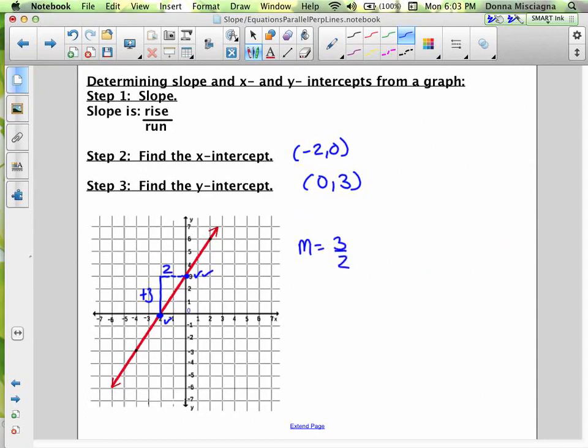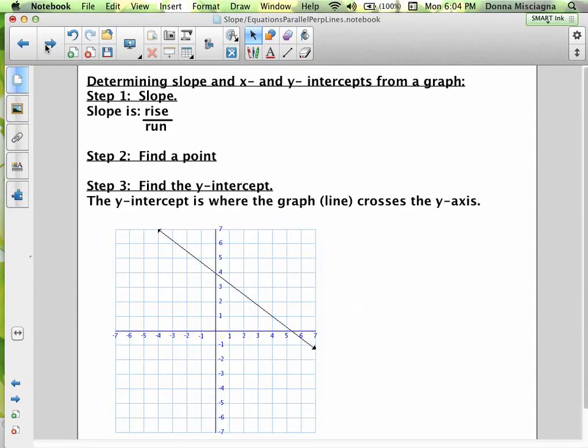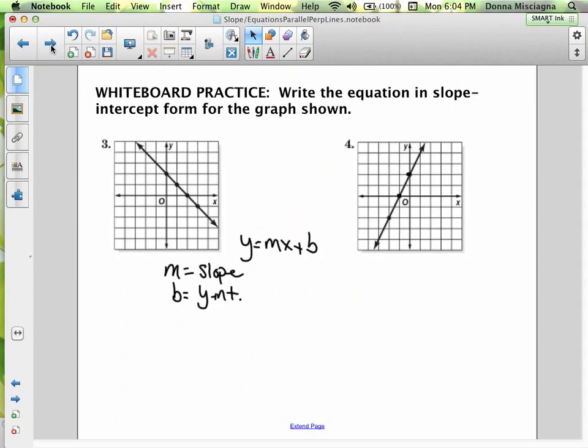is 3/2. And that means the equation of my line, y equals mx plus b, is just going to be y equals 3/2 x plus 3, because we use the y-intercept. Right? And that's all there is to that. In class, I have one more. We'll do one more together, and then when we're in class, we'll do the whiteboard practice.